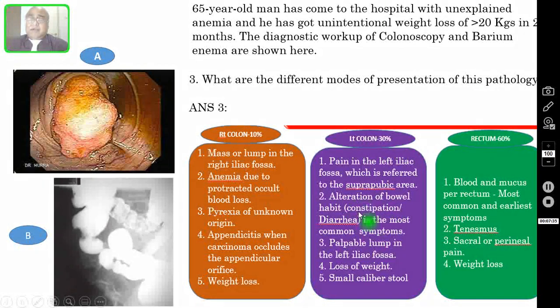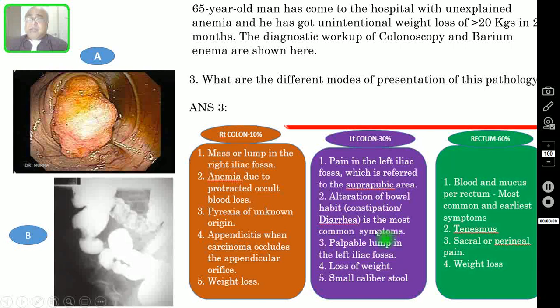Whereas in the left-sided colon, the fecal matter will be solid in nature, and the diameter of the bowel, compared to the right side, is narrowed. That is why the patients are going for this alteration of the bowel habits. Initially, the patient will be having constipation because of the compromise of the bowel diameter.